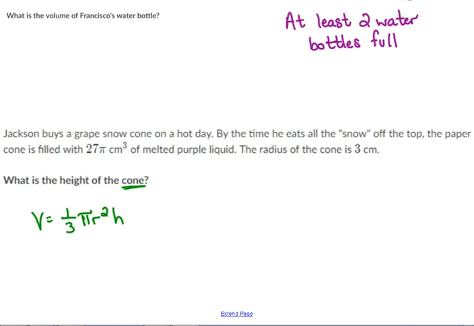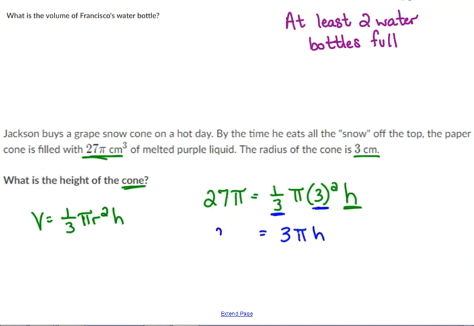So this time, they tell us the volume. It says that the cone is filled with 27 pi cubic centimeters, so that is our volume. 27 pi is our volume. On the other side, we've got the 1/3 pi. They tell us the radius is 3, so 3 squared. We're looking for h. H is the variable we're trying to solve for. First thing I would do is simplify the right side. 1/3 times 3 squared: 3 squared is 9, and 1/3 times 9 is 3. So when we simplify, we've got 3 pi h equals 27 pi.